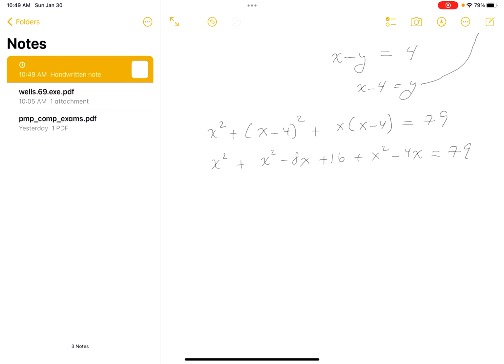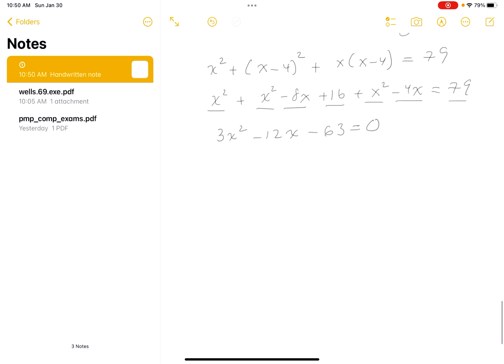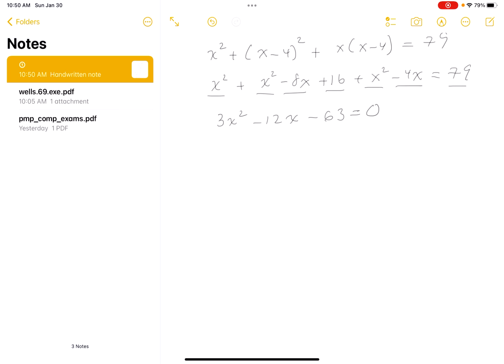You get 3x squared, right? 1, 2, 3. And what do you get over here? It looks like minus 12x. And let's see, I have to take 79 from both sides, so it's going to be 63, right? It looks like it's divisible by 3. It's just really nice. So I'm going to divide both sides by 3. What do you get? x squared minus 4x.